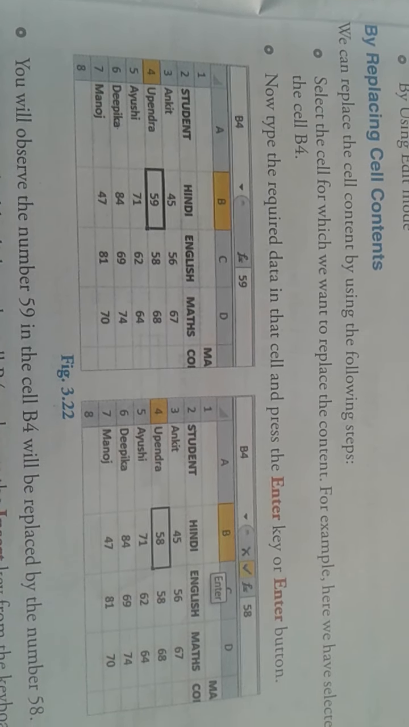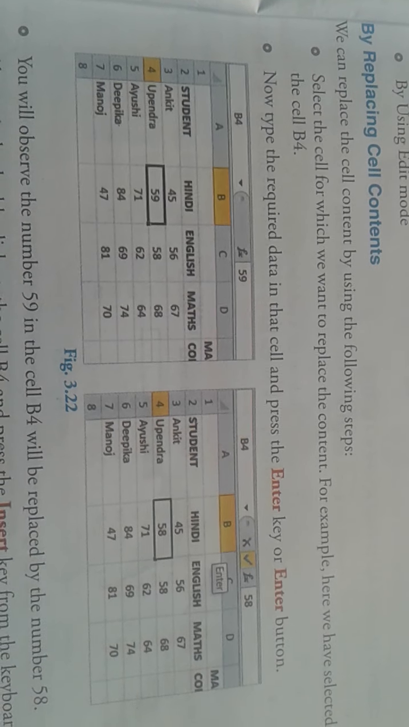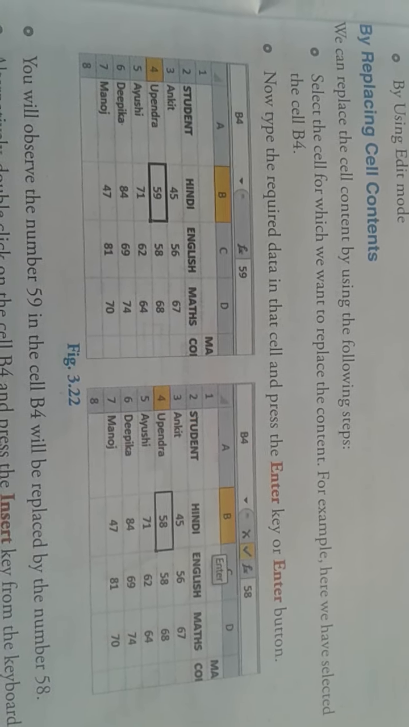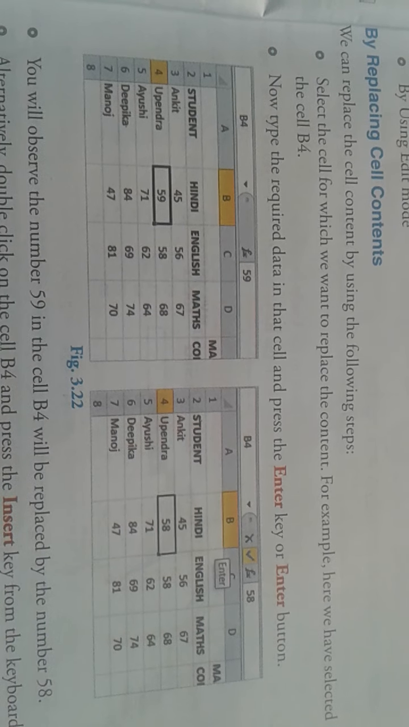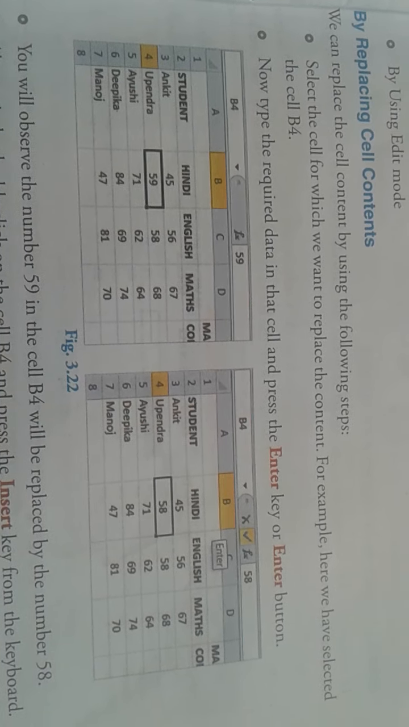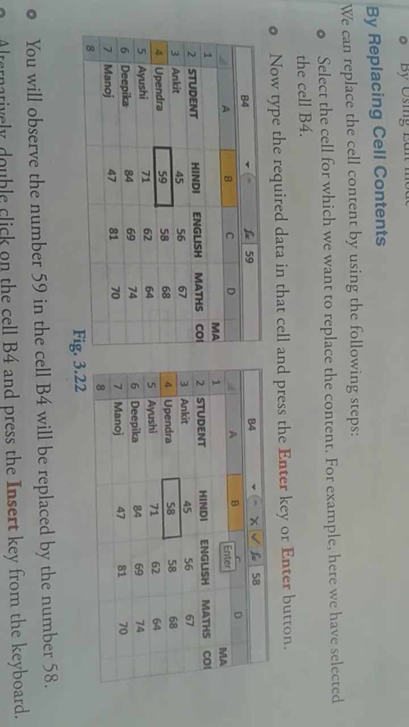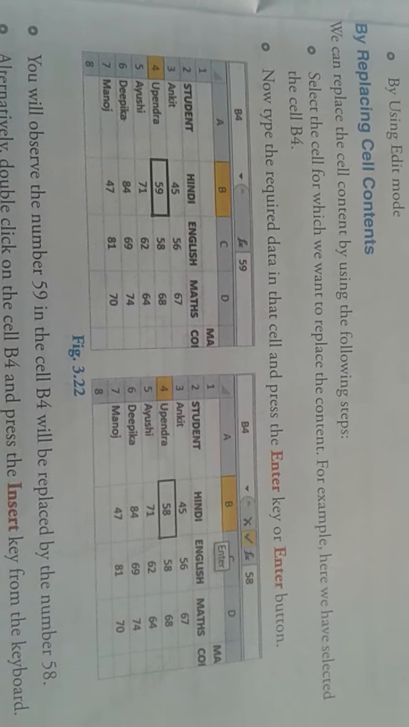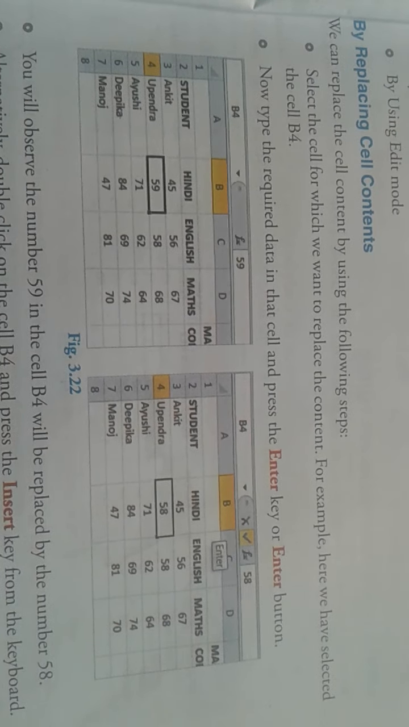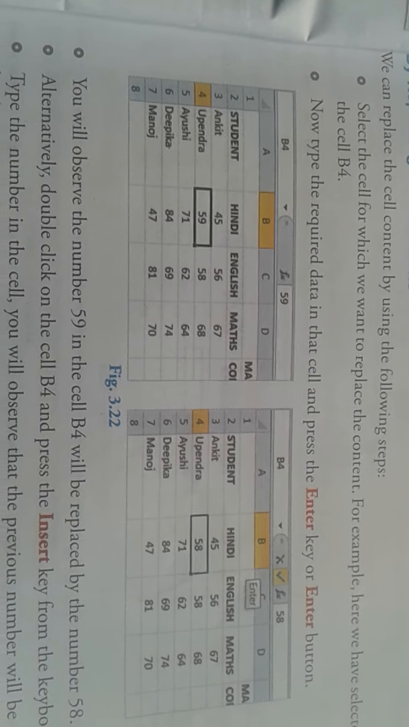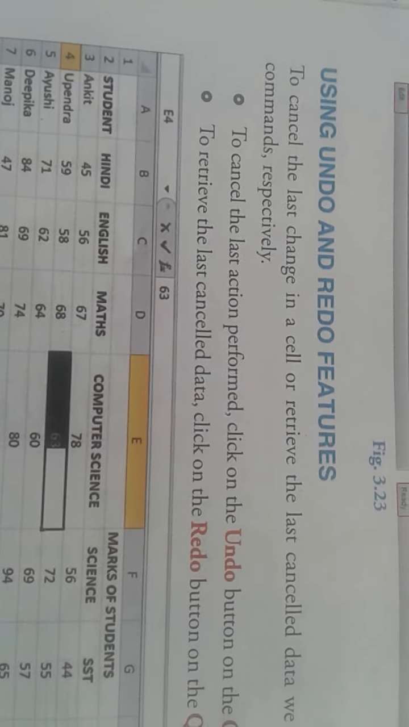select the digit 9 of the number 59 in the cell and replace it with the digit 8 and press the enter key or enter button. You will observe the number 59 will be replaced with the number 58 and the edit mode of the status bar will be changed to the ready mode. So this is the method through which we can do the changes, and changes are done within a few minutes.